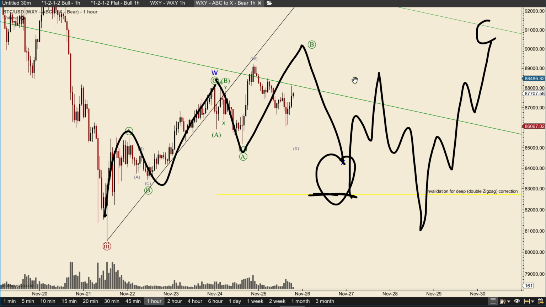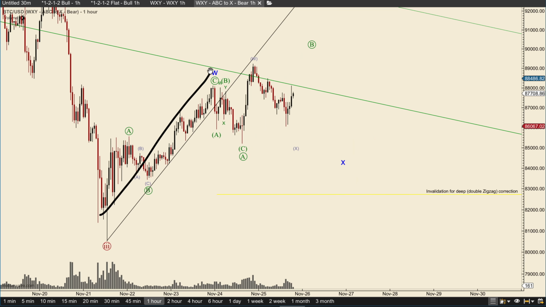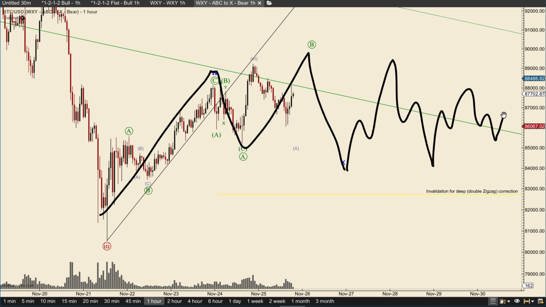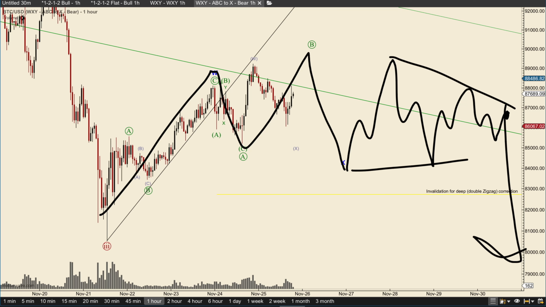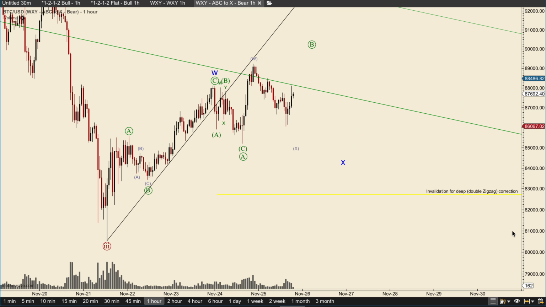Or the other possible scenario is a W, X, and then you have a 2, 3, 4, 5, like a triangle, and then you move down. So that is basically the options if we hit this invalidation for the deep double zigzag. That's not an invalidation per se, it's just a guideline saying that if we hit this, the probabilities change to being less likely a double zigzag and more likely something else, a corrective structure.